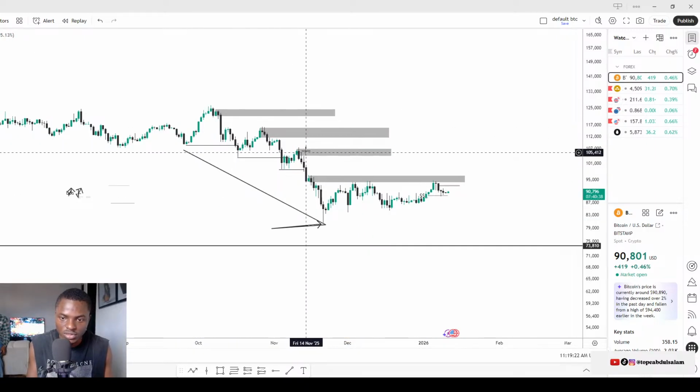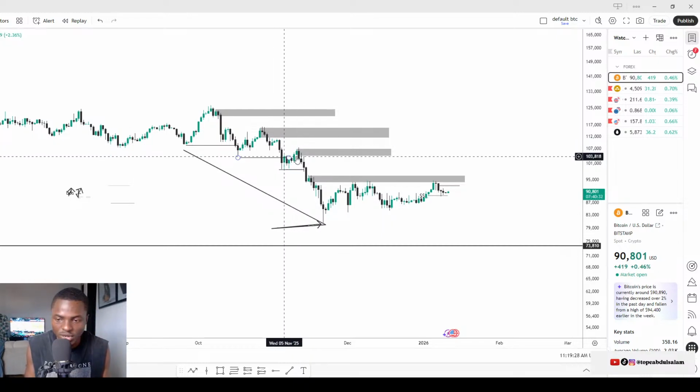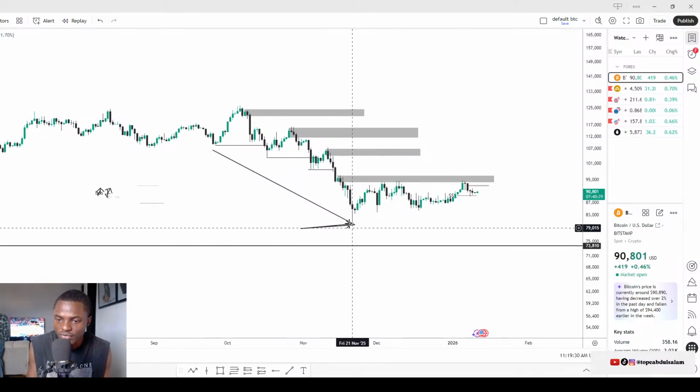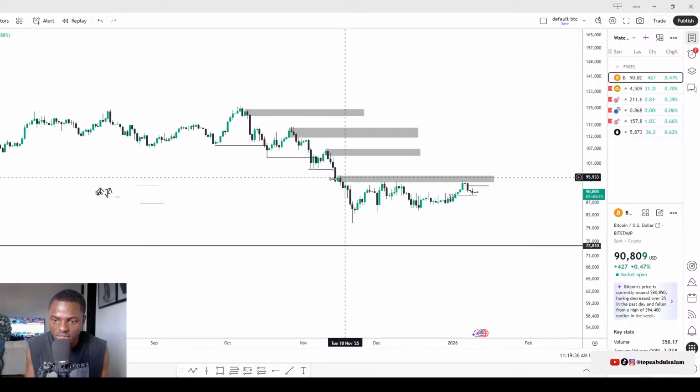So on the downtrend, you see the points of interest that we're marking. Those areas are very, very key areas. If price gets there, we are looking to sell from there. And this is the example of a ranging market. Let's talk about this and we'll call it a day.